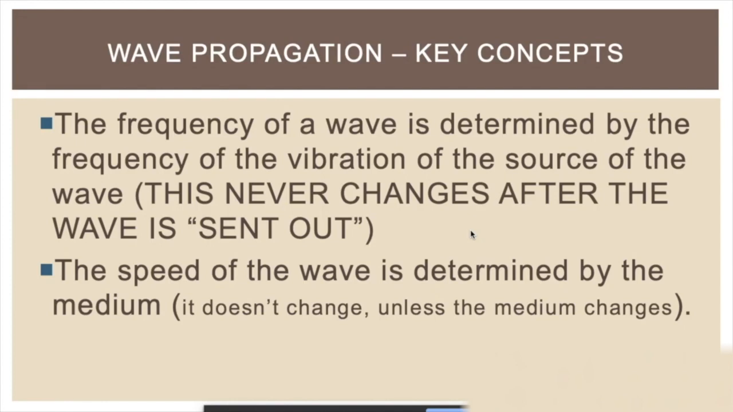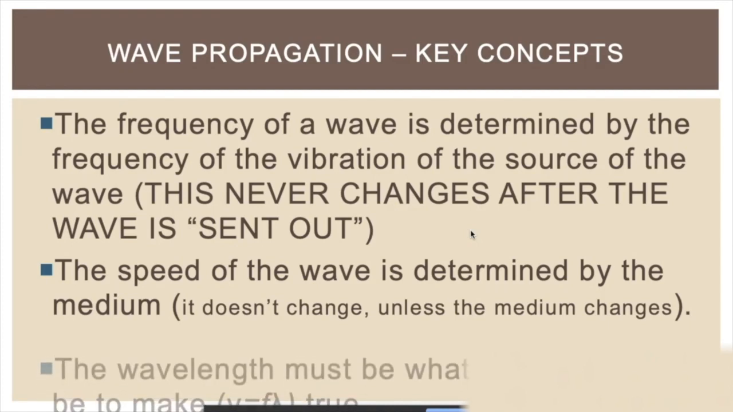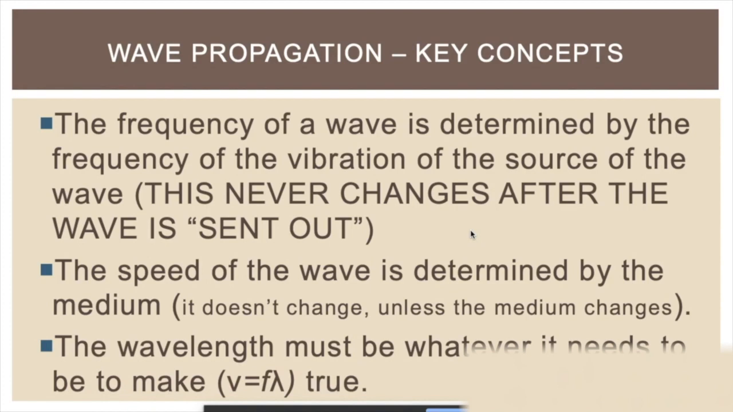It's the wavelength. And this might seem like kind of a cop-out here, but the fact remains, the wavelength of a wave is going to be whatever it has to be to make the equation v equals f lambda true. Ultimately, then, we can think the wavelength of the wave is determined by the speed equation. So the frequency is determined by the source of the waves, the speed is determined by the medium, and the wavelength is whatever it's got to be to make that equation true. So you take that speed, which is determined by the medium, you divide it by the frequency, which is determined by the source, and you get your wavelength.